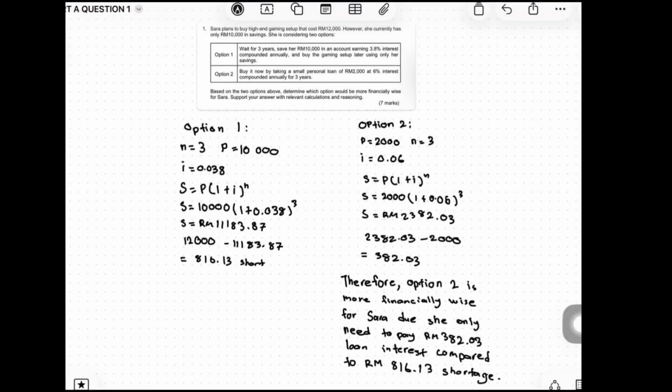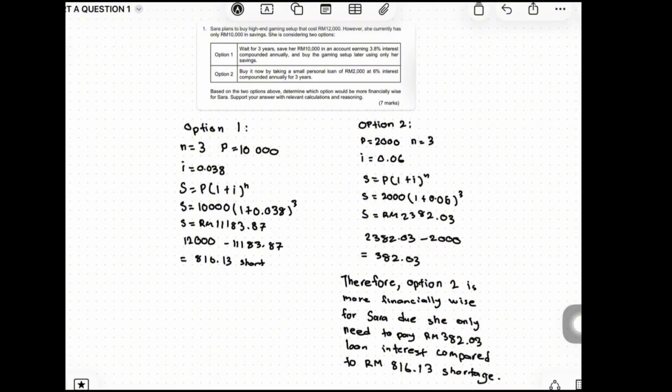Hello, my name is Daniel Hadif and today I will be answering question 1 part A. In this question, Sarah plans to buy a high-end gaming setup that costs 12,000 ringgit. However, she currently has only 10,000 in her savings. She is considering two options, option 1 and option 2. Now, let's look at option 1.